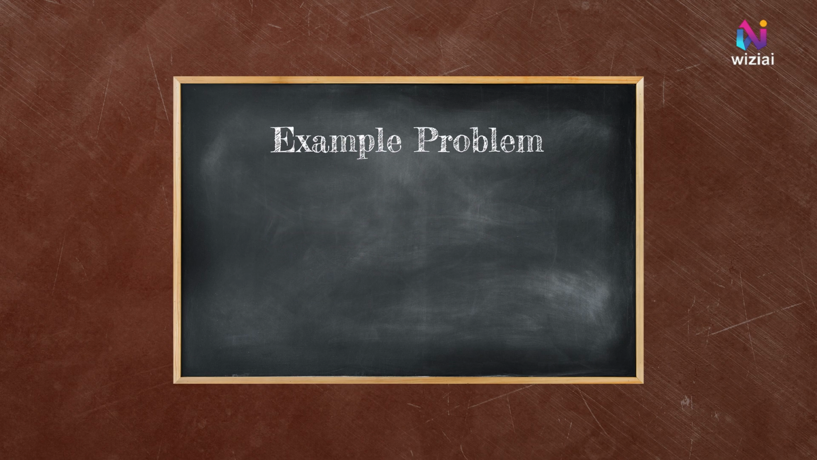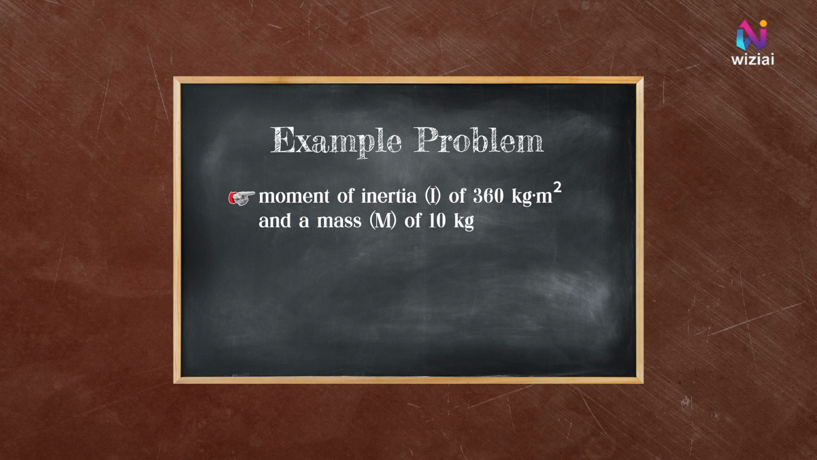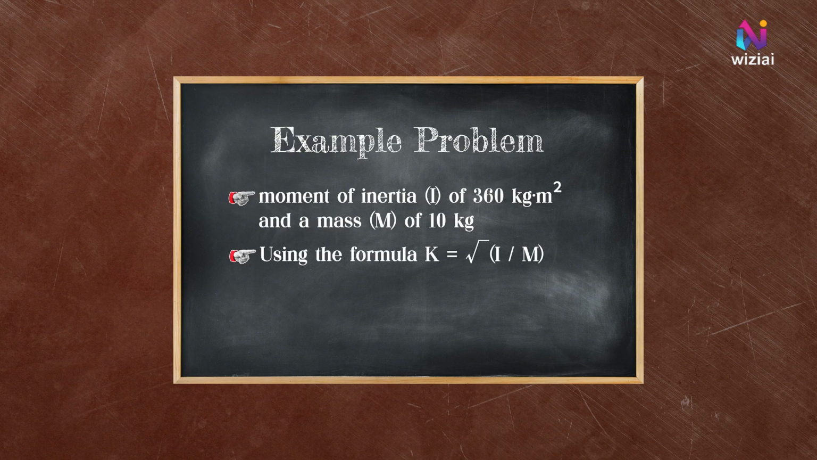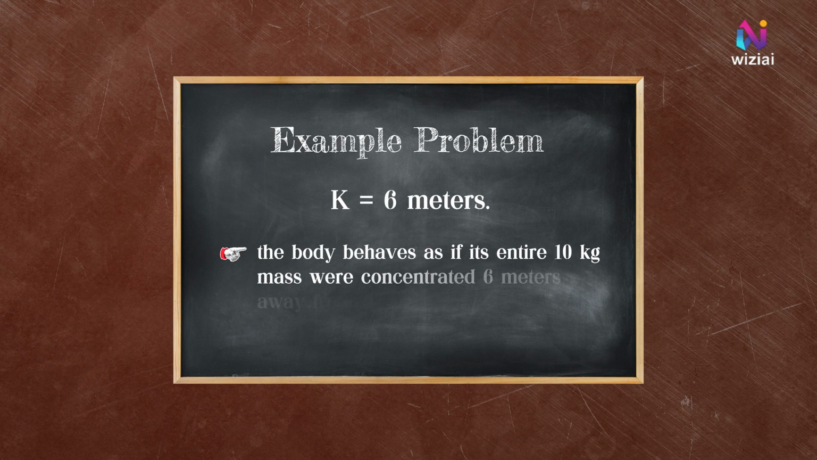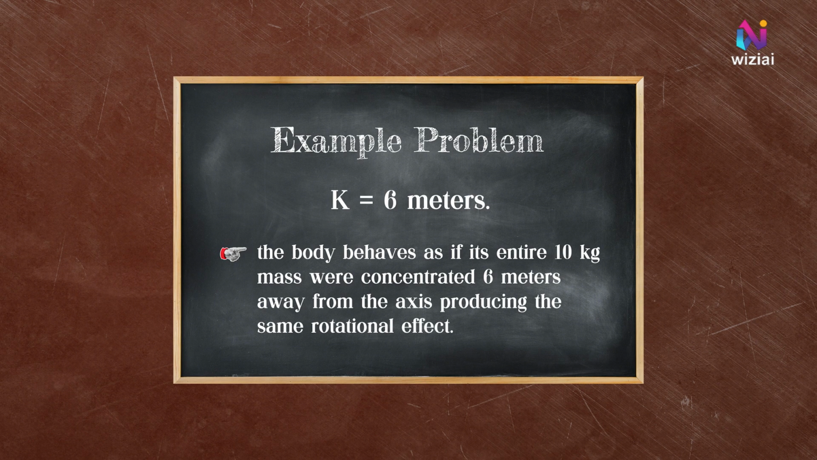Let's understand it with an example. Suppose a body has a moment of inertia I of 360 kg·m² and a mass m of 10 kilograms. Using the formula k = √(I/m), k² = 360/10, k² = 36. Therefore, k = 6 meters. That means the body behaves as if its entire 10 kilograms mass were concentrated 6 meters away from the axis, producing the same rotational effect.